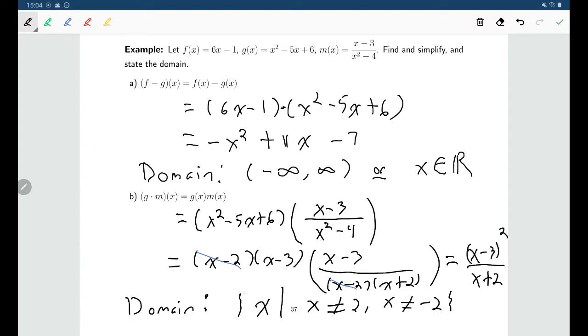And since it's set notation, we are putting those in curly brackets, or my best attempt at drawing curly brackets, which I can never quite get to look convincing. Oh well. So there we go. There's our function. G times m simplifies out to give me x minus 3 squared all over x plus 2. And there are two values that are excluded from its domain, positive 2 and negative 2.